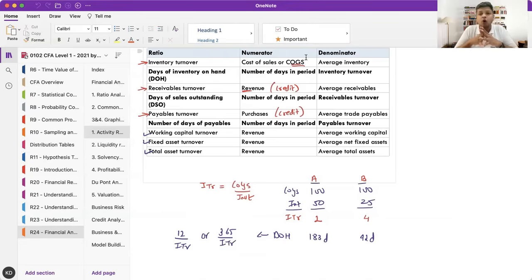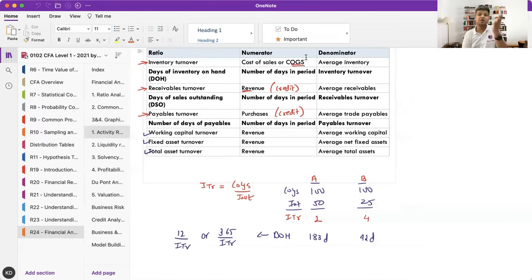So tell me one thing now. Do you want more inventory in your hand or less inventory? Less, otherwise too much of your money is blocked, right? So connect it now. Higher inventory turnover ratio will have lower days of inventory in hand. I'll repeat: higher inventory turnover ratio means lower inventory in your hand. Good or bad? Good. Efficient. Now connect that with receivables turnover ratio.